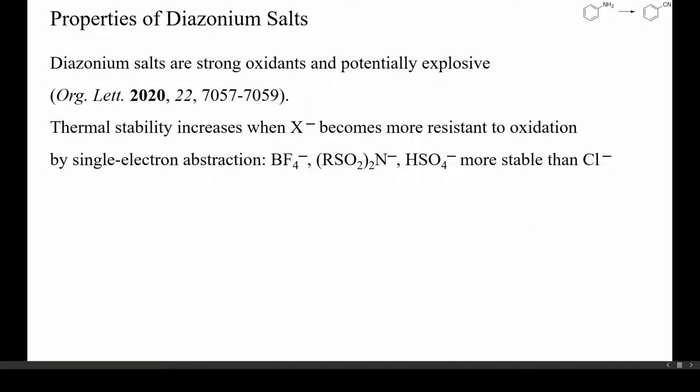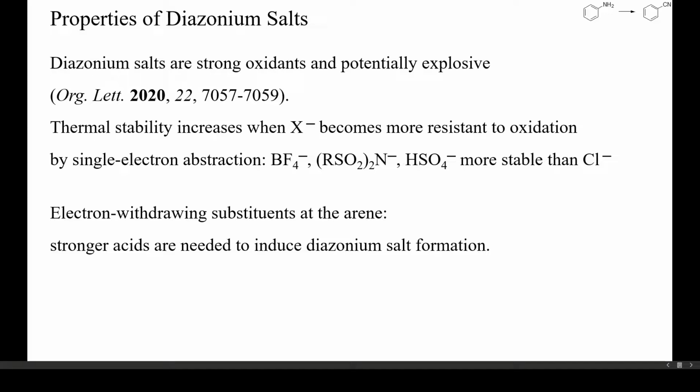Low molecular weight diazonium salts should not be isolated because these can explode unpredictably. These explosions usually start by a single electron transfer from the anion to the diazonium cation, and the explosiveness of diazonium salts therefore increases when the anion becomes easier to oxidize. Particularly stable are tetrafluoroborates, sulfonylimides or bisulfates, but even these salts sometimes explode. Ideally, these intermediates are generated just before use and kept in solution.